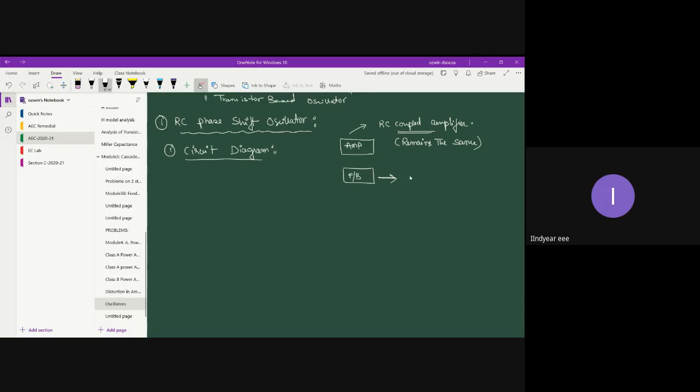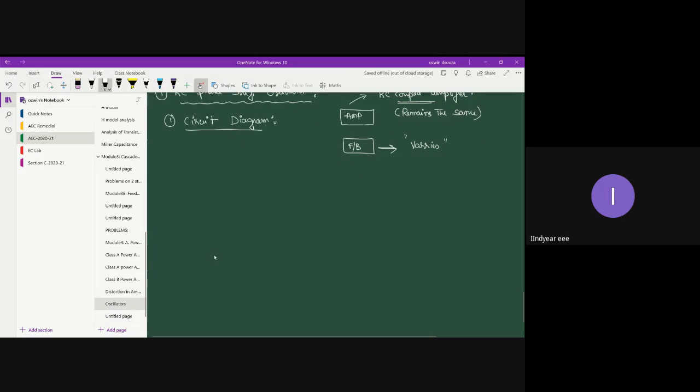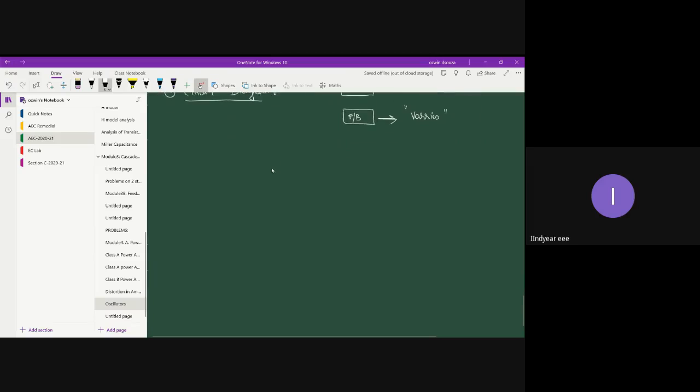On the other hand, the feedback network varies. Depending upon the need, you will have to go on changing the feedback network. All right then, first let us construct the circuit diagram. First let me construct the amplifier block.